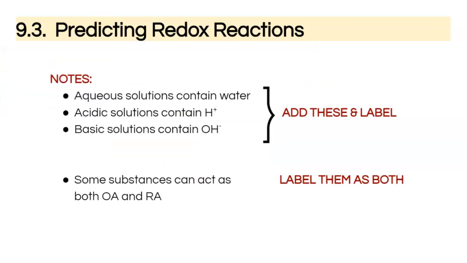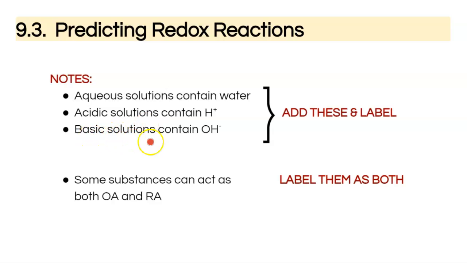So here are some notes that I have for you in terms of knowing how to label or what to pull out of a given question in terms of the species that are involved. I would say whenever you see aqueous or you just hear solution, I would list water. Okay, so add water to your list and label it as an OA or an RA. If it's an acidic solution, that means it contains H+, add it and label it appropriately.